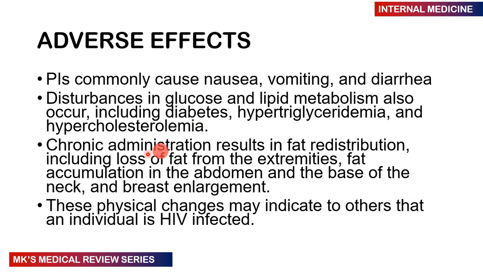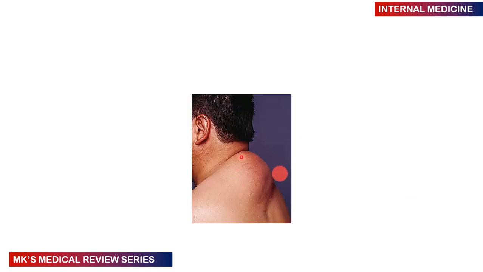Then of course, chronic administration causes fat redistribution. Now, this is very, very important, because those patients that are chronically taking this drug may have loss of fat on the extremities. Then the fat may accumulate in the abdomen and the base of the neck, and their breasts may enlarge. So you can actually tell that someone is taking these drugs. They have this characteristic look, these physical changes that can indicate that someone has been taking HIV drugs. So this is what is known as your interscapular fat pad, or your so-called buffalo hump.